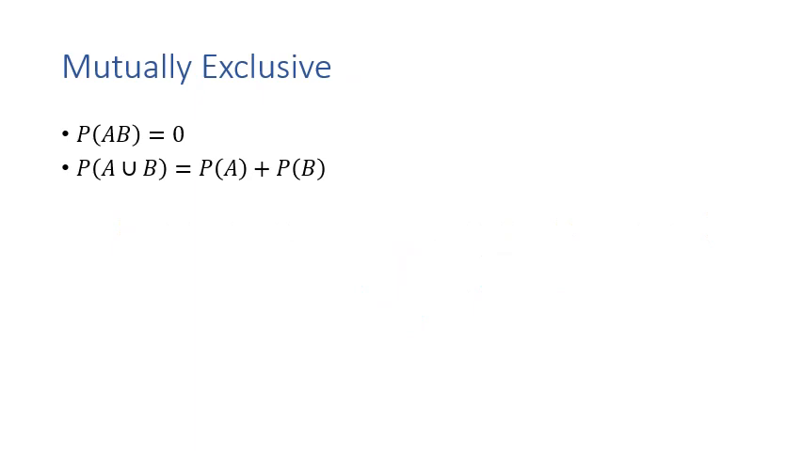Another important concept is mutually exclusive. If two events are mutually exclusive, this means that the intersection of those two events is zero. So if the probability of the intersection of event A and event B is equal to zero, then event A and B are mutually exclusive. This implies that the probability of the union of event A and event B is equal to the probability of A plus the probability of B.